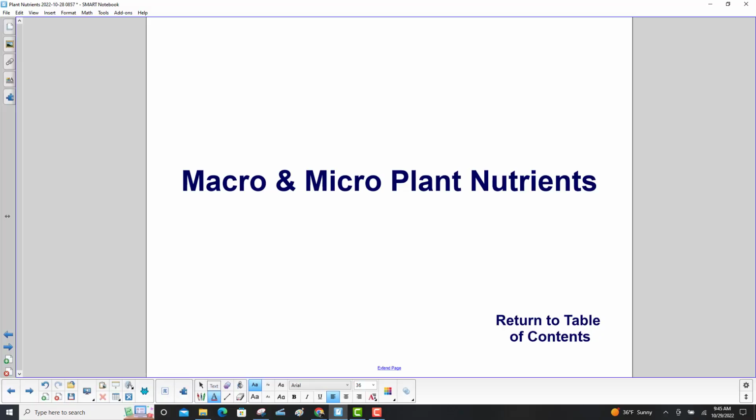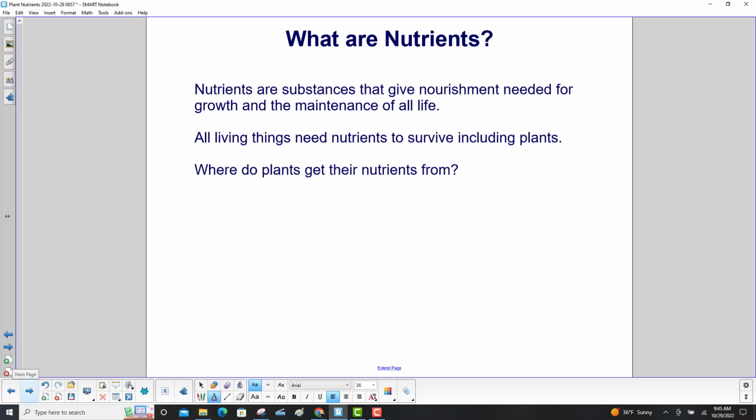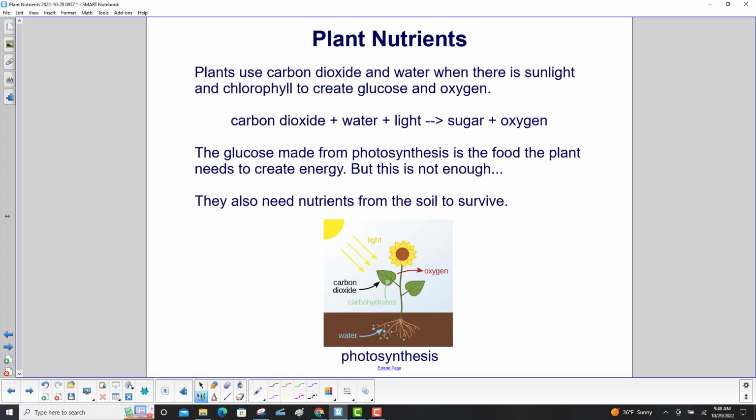Macro and micro plant nutrients. What are nutrients? Nutrients are substances that give nourishment needed for growth and the maintenance of all life. All living things need nutrients to survive, including plants. Where do plants get their nutrients from?